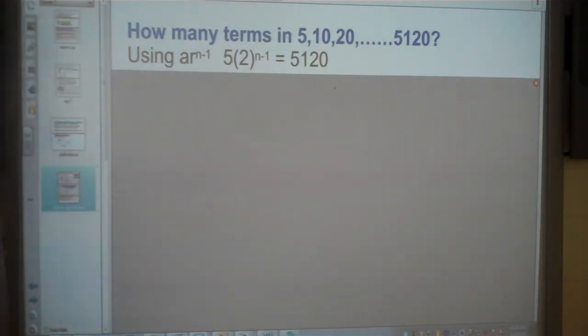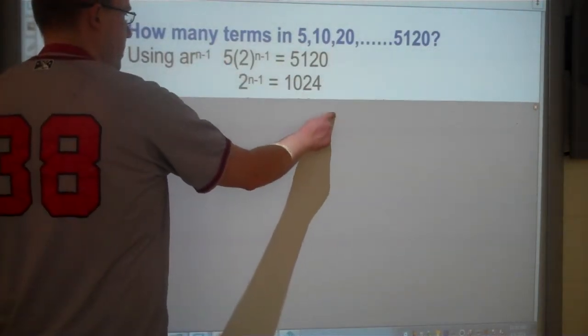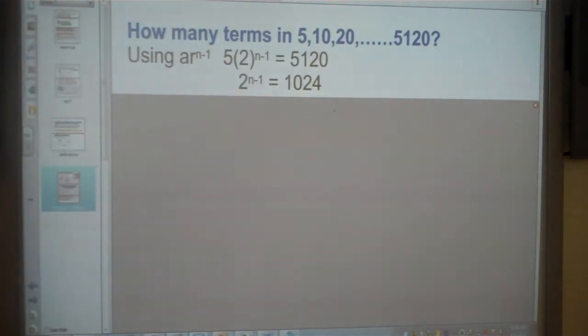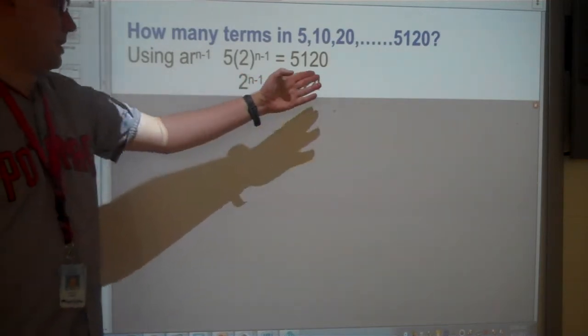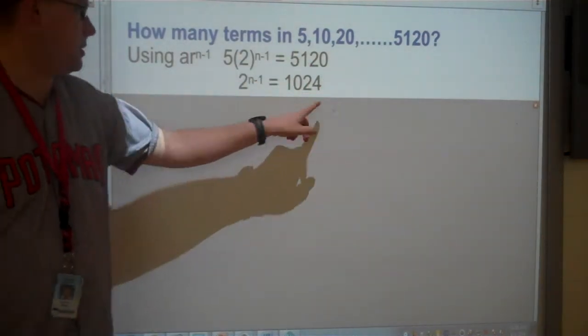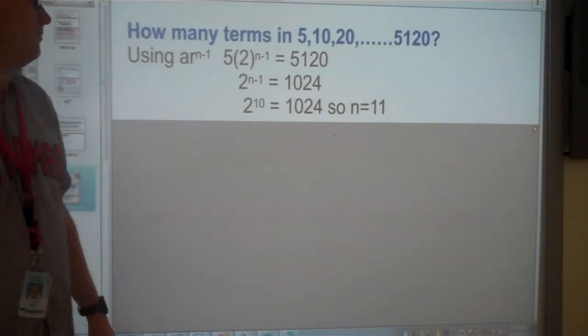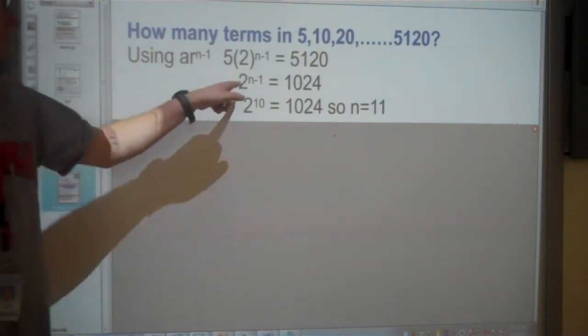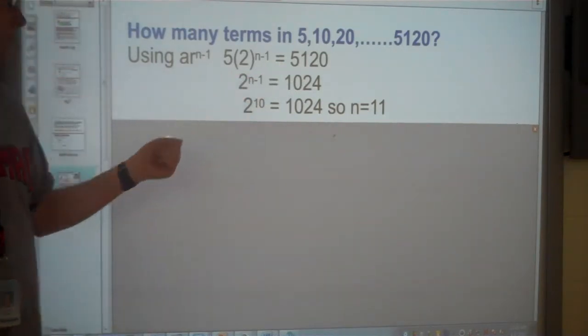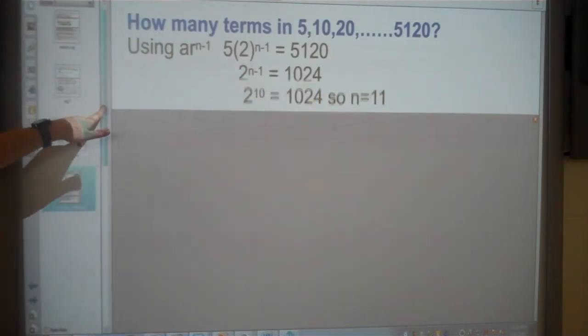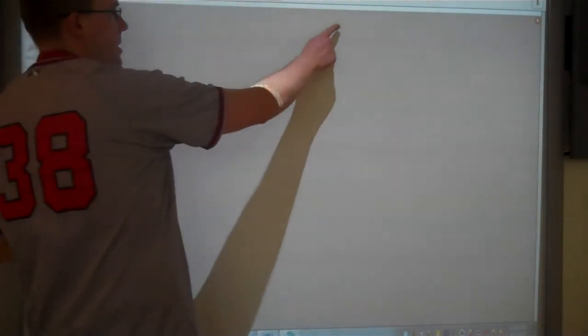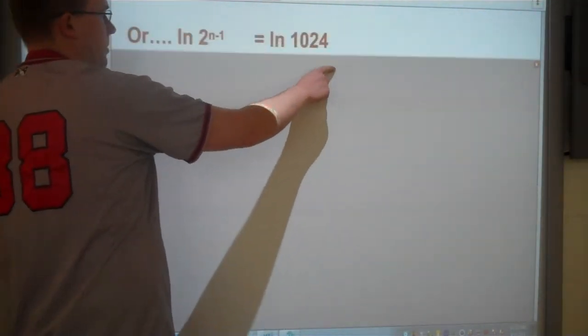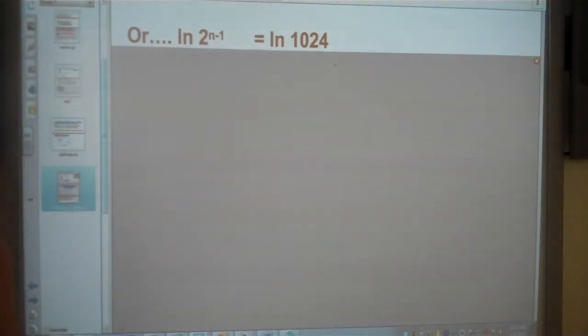Now, if we start to solve that equation, divide by 5, then actually we don't have a way of solving that equation quite yet in ACE. And we would have to guess on the calculator what the correct answer is. 2 to the power of 10 turns out to be 1024, so n would be 11, because 11 minus 1 gives us 10. Now, there is something you did at the end of Algebra 2 that would help you to answer that question, and it's going to be covered in, I believe, the 3rd chapter of ACE 2. So I'm going to show you that now.